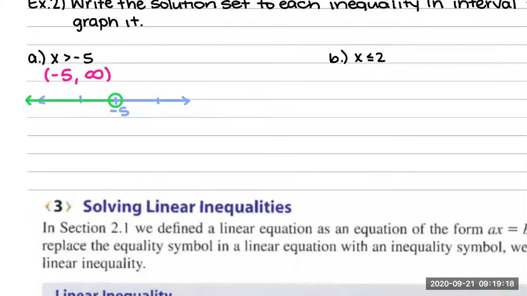For B, we have x is less than or equal to 2. So we're going to have this 2, and then it's less than, so we also have a negative infinity. It's equal to that 2, so the 2 will get a bracket on it, and then the negative infinity gets a parentheses.